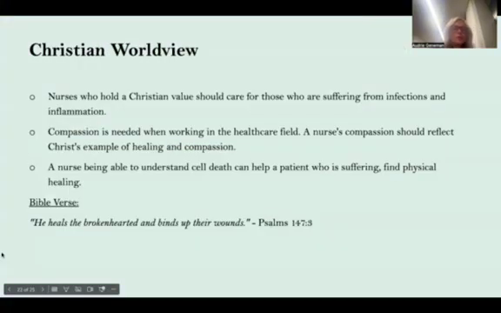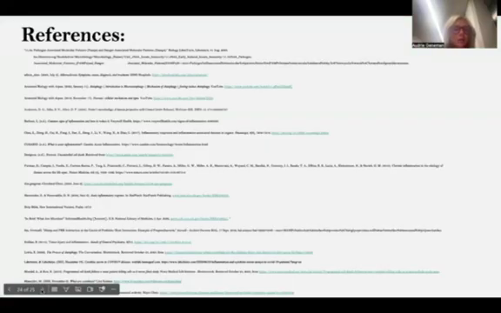The Christian worldview. Nurses who hold Christian values should care for those who are suffering from infections and inflammation. Compassion is needed when working in the healthcare field. A nurse's compassion should reflect Christ's example of healing and compassion. A nurse being able to understand cell death can help a patient who is suffering find the physical healing that they need. A Bible verse that resonates with this is, He heals the brokenhearted and binds up their wounds. Psalms 147:3.